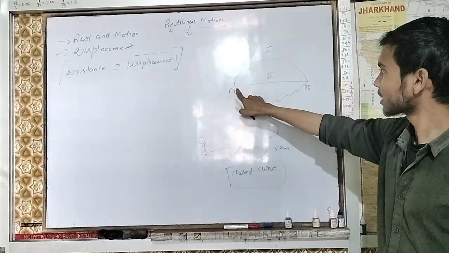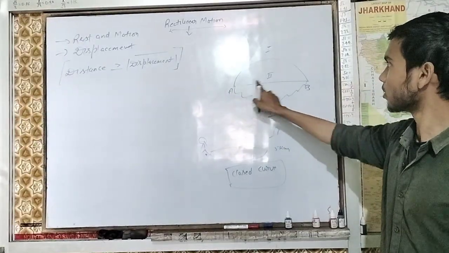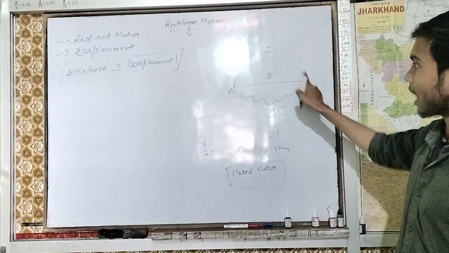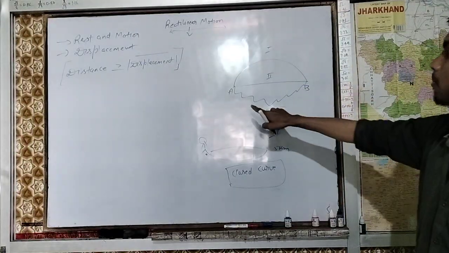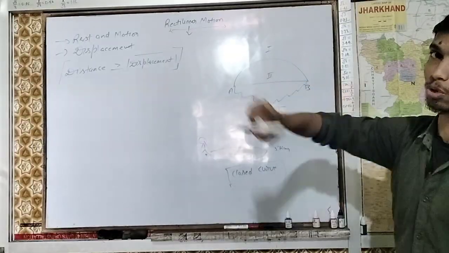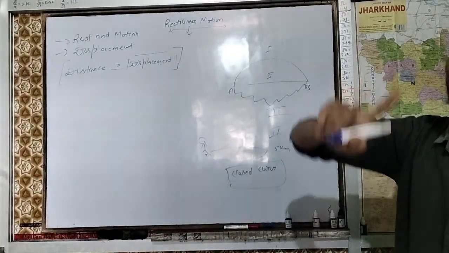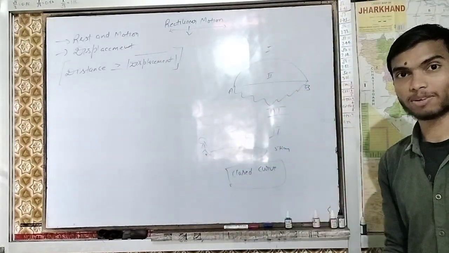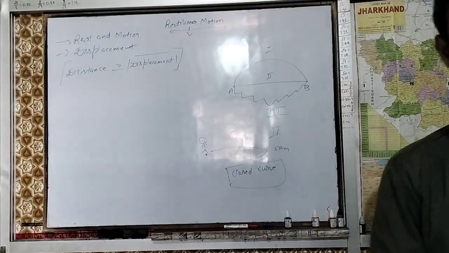Here, AB is also this second line. Look at this second line. AB is also distance and is also displacement. But this first curve, AB, is not the displacement. So that's why sometimes distance will be equal to displacement, but not all the times.